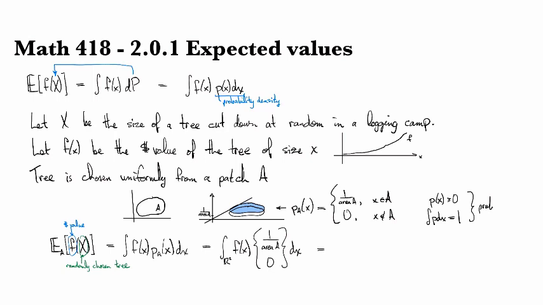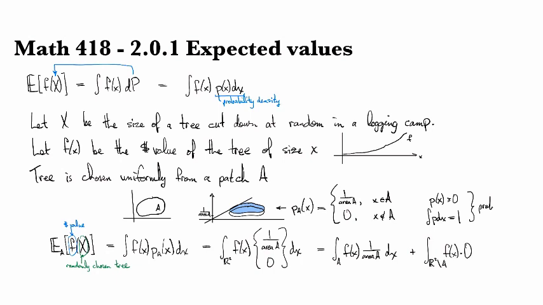And so I can split the integral into the integral over A, and in that the function has value 1 over area, plus the integral of the function over the complementary region R2 minus A, so that's everything outside the blue zone.